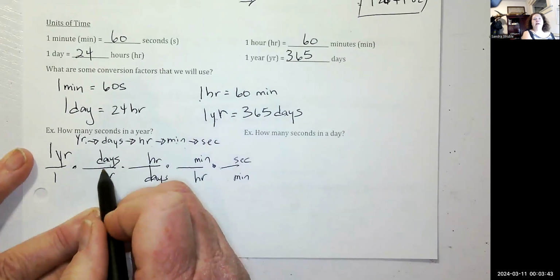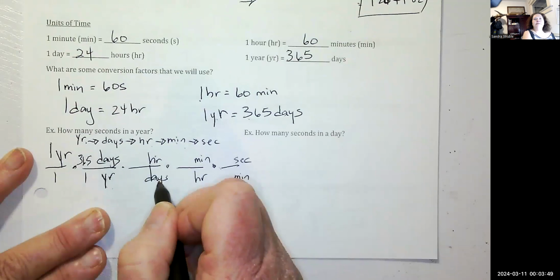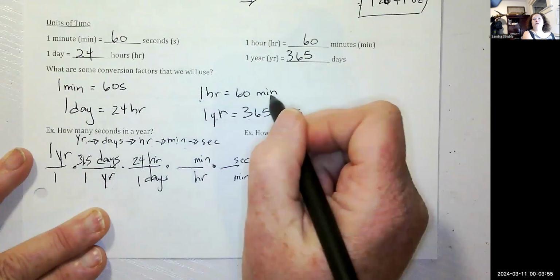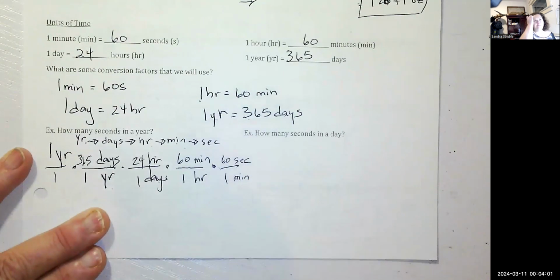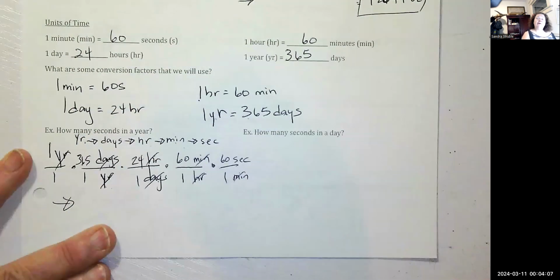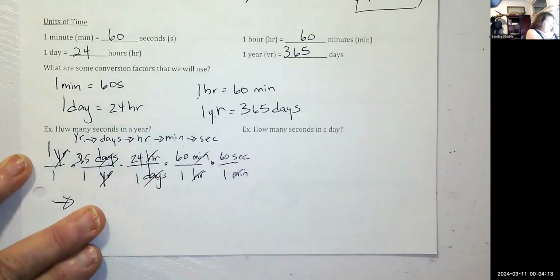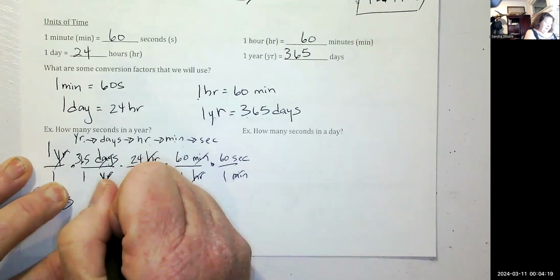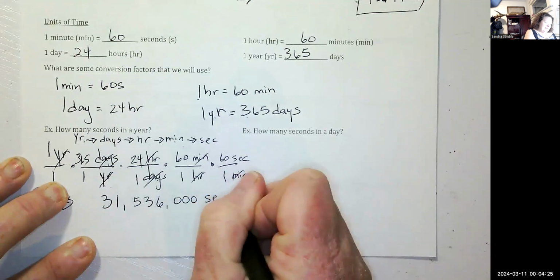All right. Now we need there's 365 days in 1 year there. Hours and days, there's 24 hours in 1 day. Minutes and hours, there are 60 minutes in 1 hour. And then last, there are 60 seconds in 1 minute. Multiplying straight across. Years are gone, days are gone, hours are gone, minutes are gone. We're left with seconds. We're good. Okay. 1 times 365 times 24 times 60 times 60 is a lot. 31,536,000 seconds.